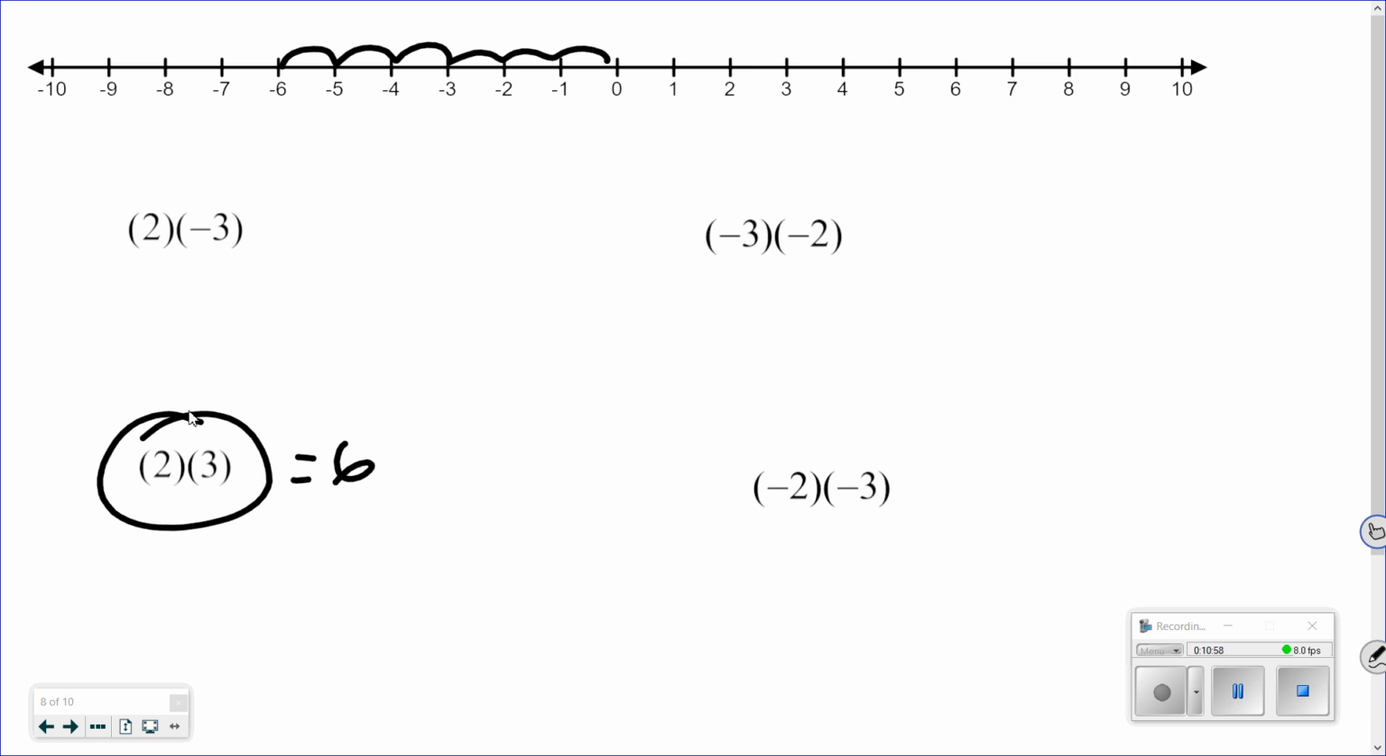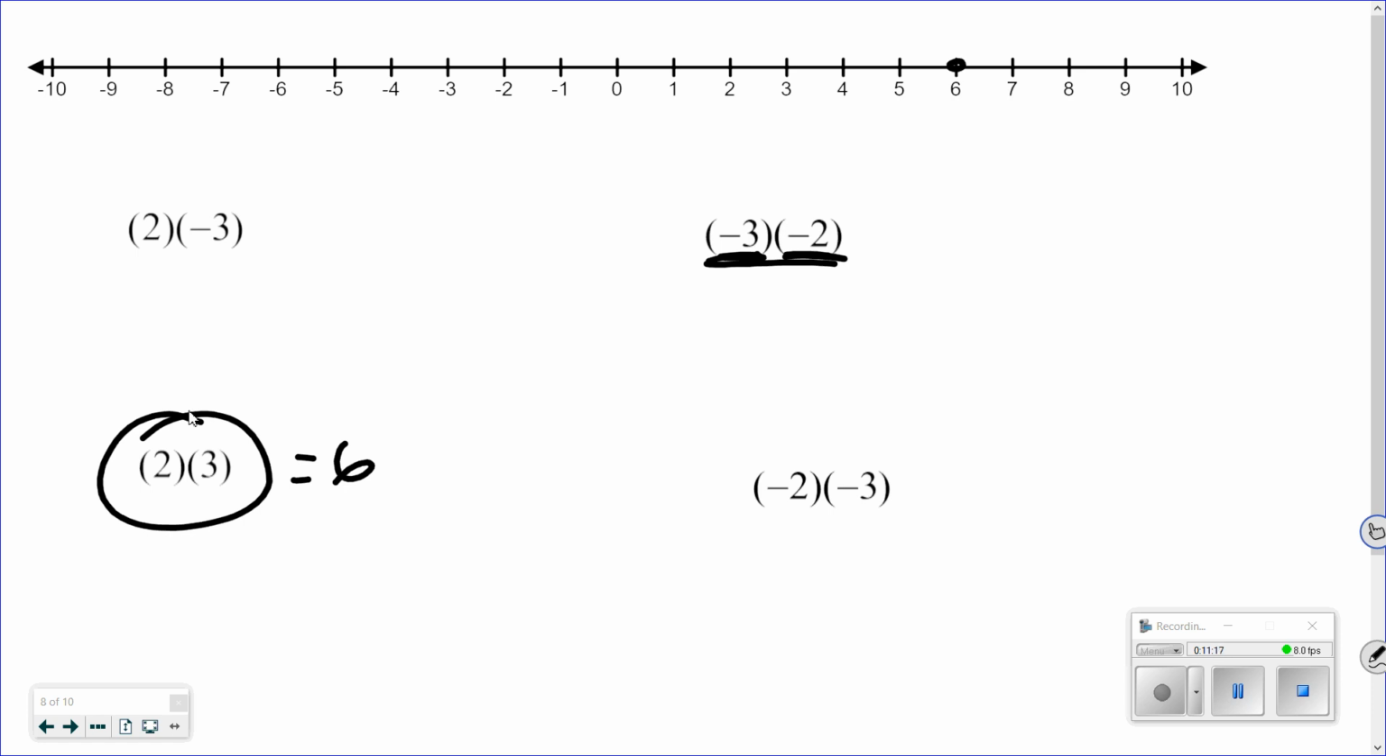The second one, this one over here, is a little more confusing. If I have negative 3 times negative 2, well, it's kind of like we talked about with minus and negative. The one negative takes me left, but the other negative reflects it back to the right. So if you have 2 negatives, it ends up being a positive. So that would put us over here at positive 6 also.